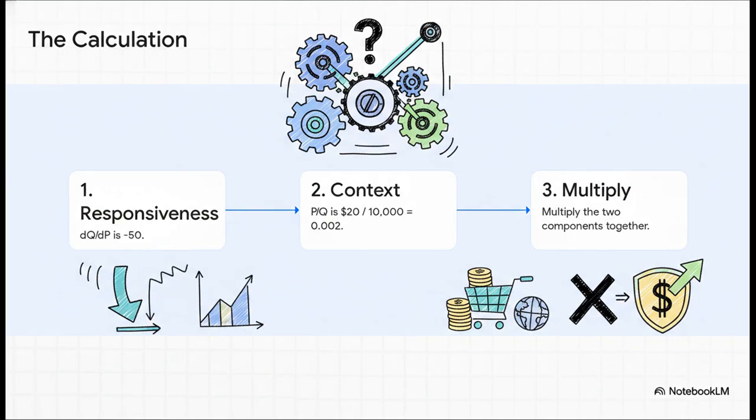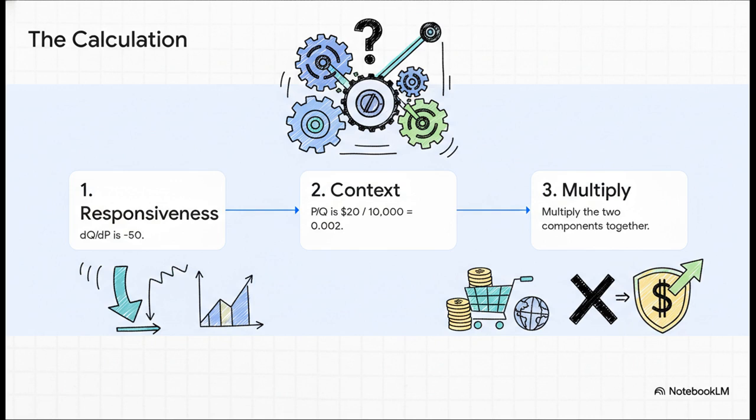Now that we have our numbers, the calculation itself is actually pretty simple. We're just going to plug everything into the formula we just broke down. Our responsiveness component, dq over dp, is -50. Our context component, p over q, is $20 divided by 10,000 subscribers, which gives us 0.002.